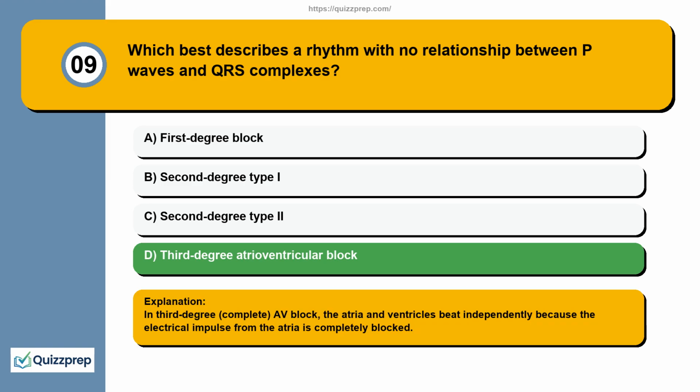In third degree, complete AV block, the atria and ventricles beat independently because the electrical impulse from the atria is completely blocked.